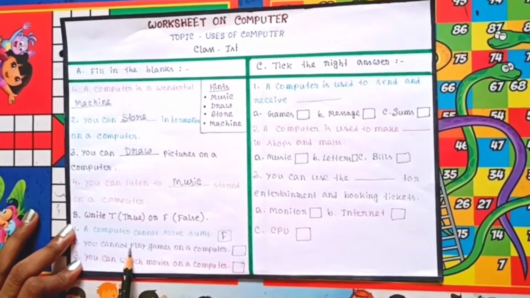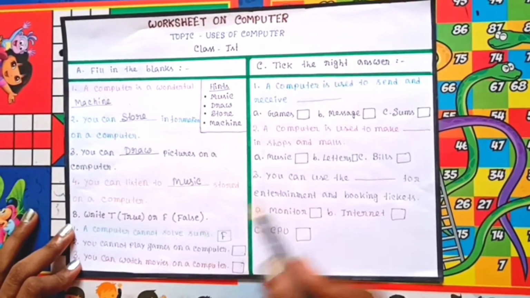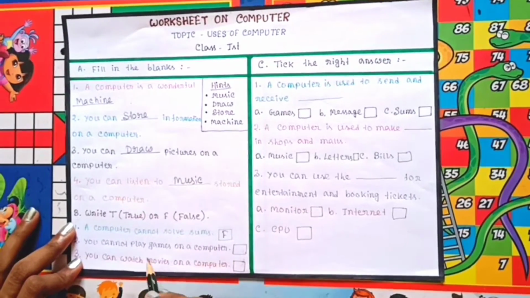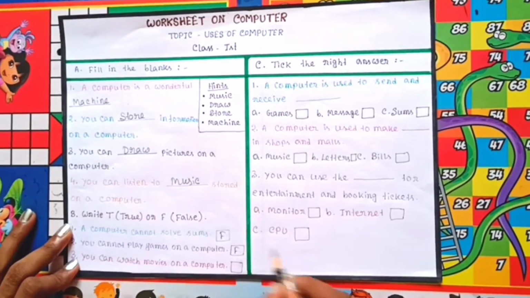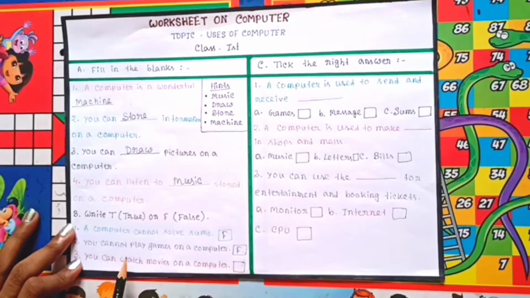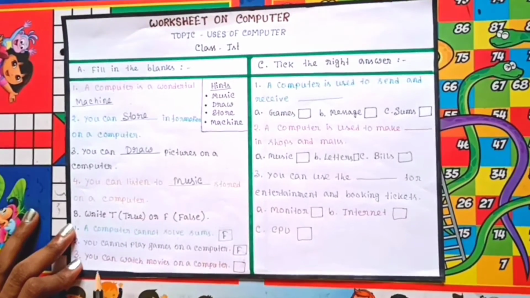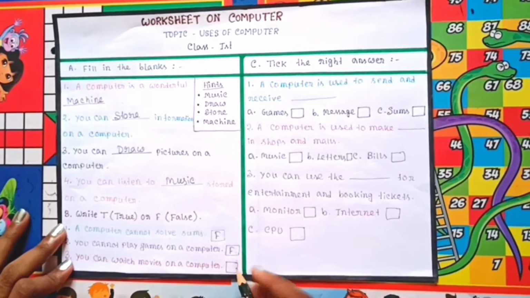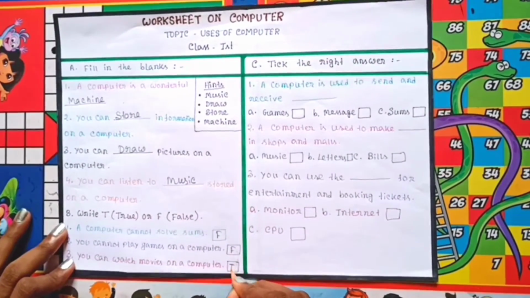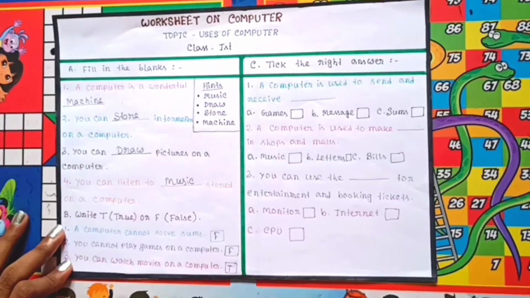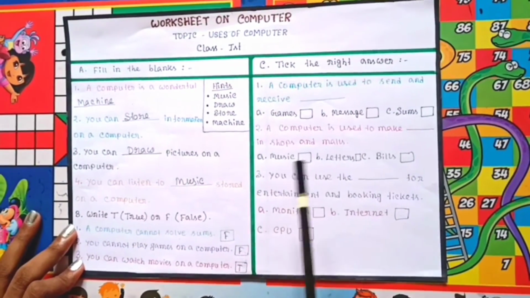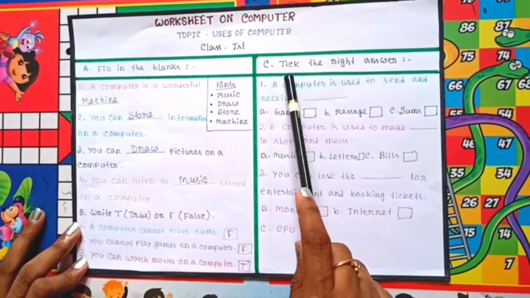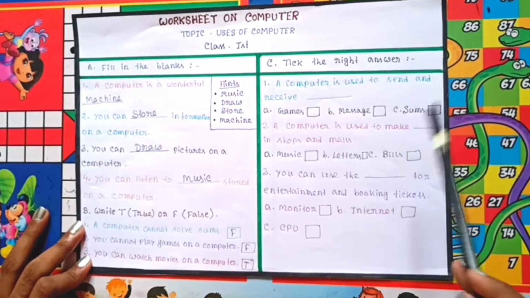Next, you cannot play games on a computer. Is it true or false? It is false also because we play games on a computer. Next, you can watch movies on a computer. Yes, we watch movies on a computer. So it is true.